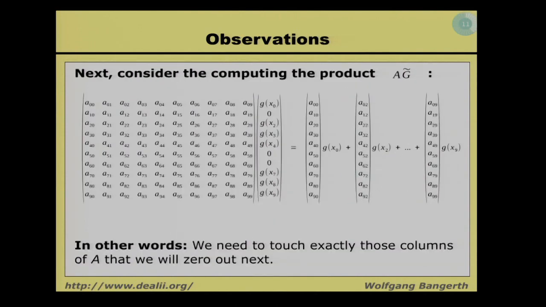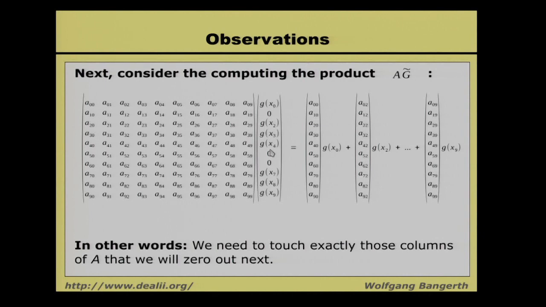Okay, so what I need to do as part of the algorithm, you remember that I needed to compute A times g tilde. Now A was this 10 by 10 matrix that I have computed as if there were no boundary values at all. And now I need to multiply it with this vector g tilde here. And g tilde consisted of g of x0, g of x2 for every one of these boundary nodes.